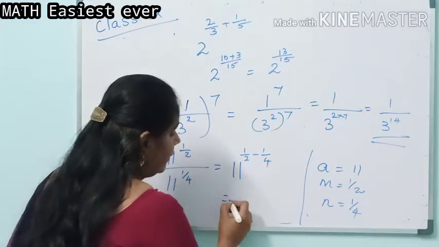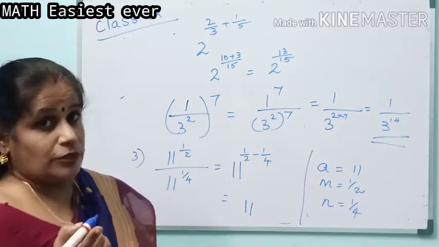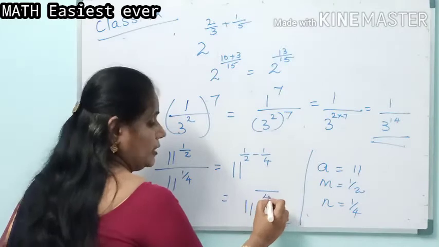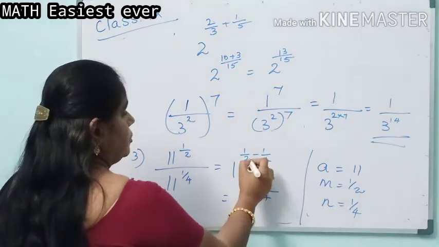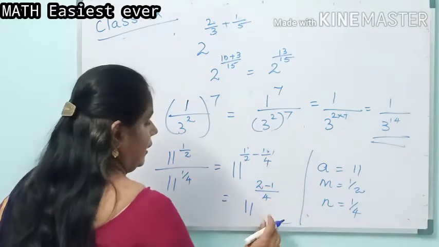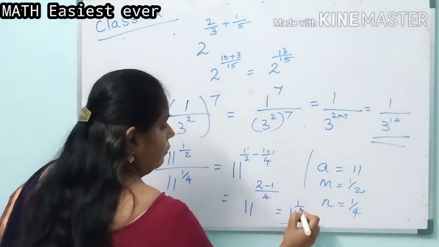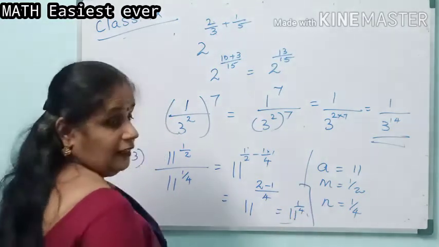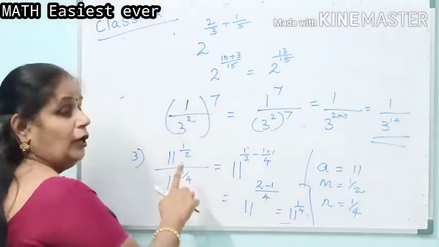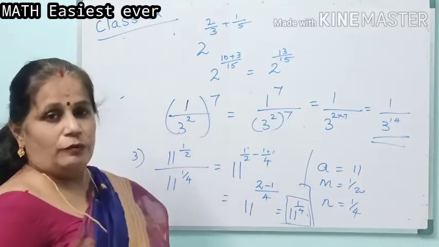So what will you get here? Here also the denominators are different, 2 and 4. So what do you do? You take the LCM. LCM of 2 and 4 is 4. Now 2 2s are 4, so 2 minus 1. So you get the answer as 11 raised to 2 minus 1 is 1, 1 by 4. Hope it is clear for you. So 11 raised to 1 by 2 by 11 raised to 1 by 4: use the second law and you get the answer as 11 raised to 1 by 4.